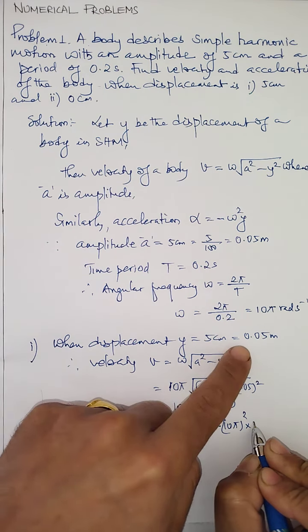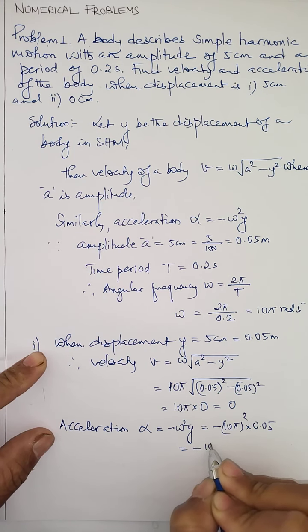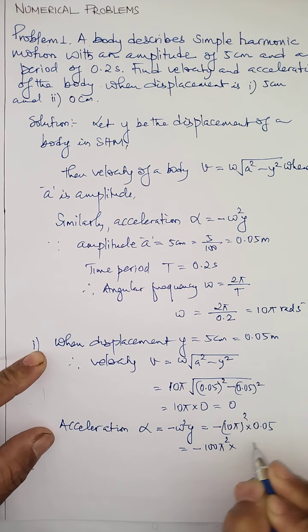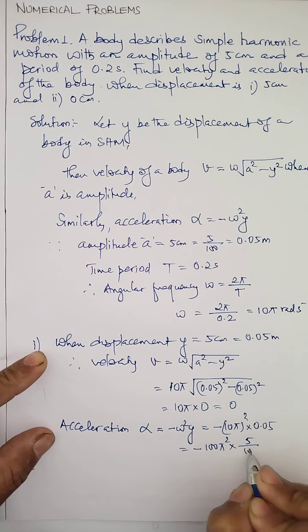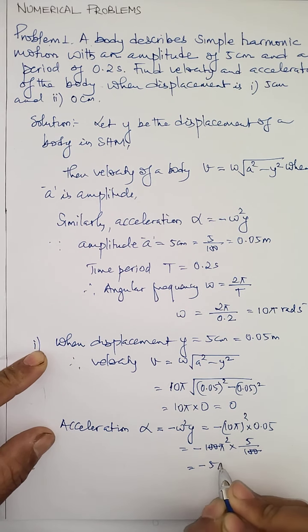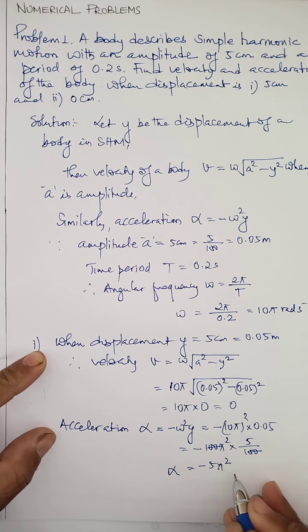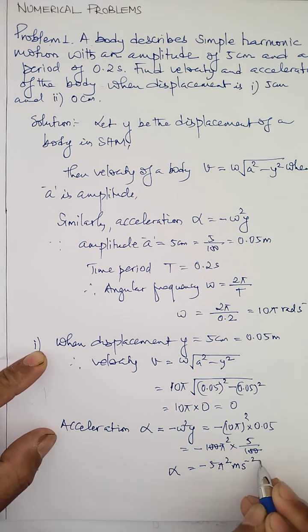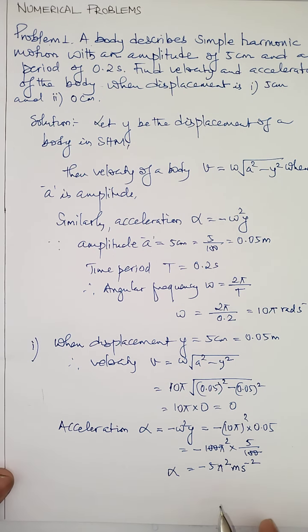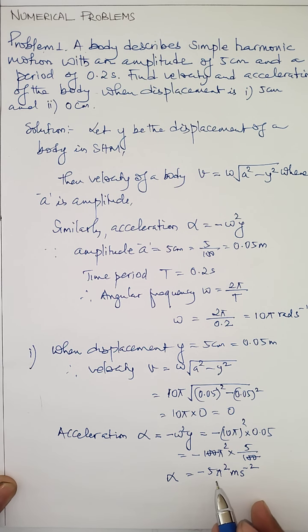And y is how much? Yes, we have already found the value of y. y is 0.05. So minus 100 pi square into, let me just remove the decimal, 5 by 100. The 0, 0 cancel out, giving minus 5 pi square. We can leave the answer this way also. Alpha equals minus 5 pi square, and the unit is meter per second square. So the acceleration of the particle when the displacement is 5 centimeter is minus 5 pi square meter per second square. This is the first part of the answer.